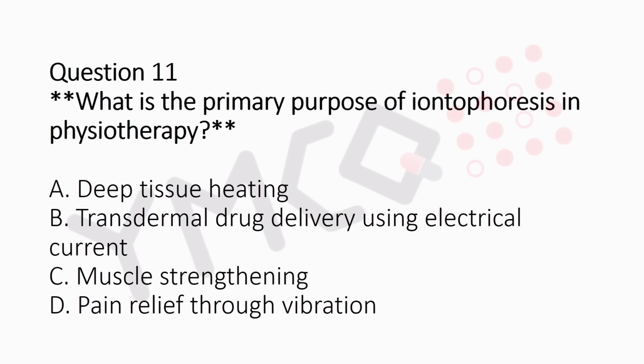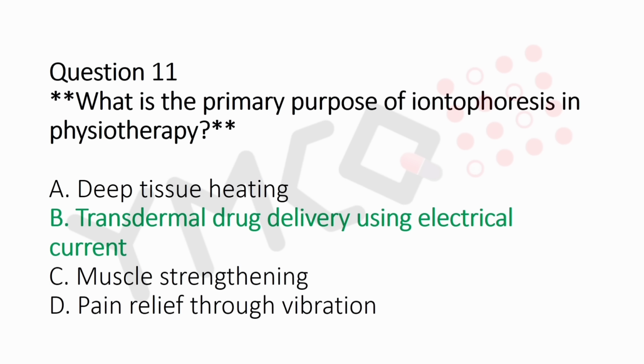What is the primary purpose of iontophoresis in physiotherapy? Option A, deep tissue heating. Option B, transdermal drug delivery using electrical current. Option C, muscle strengthening. Option D, pain relief through vibration. And the answer is option B, transdermal drug delivery using electrical current. Now let's move to question number 12.